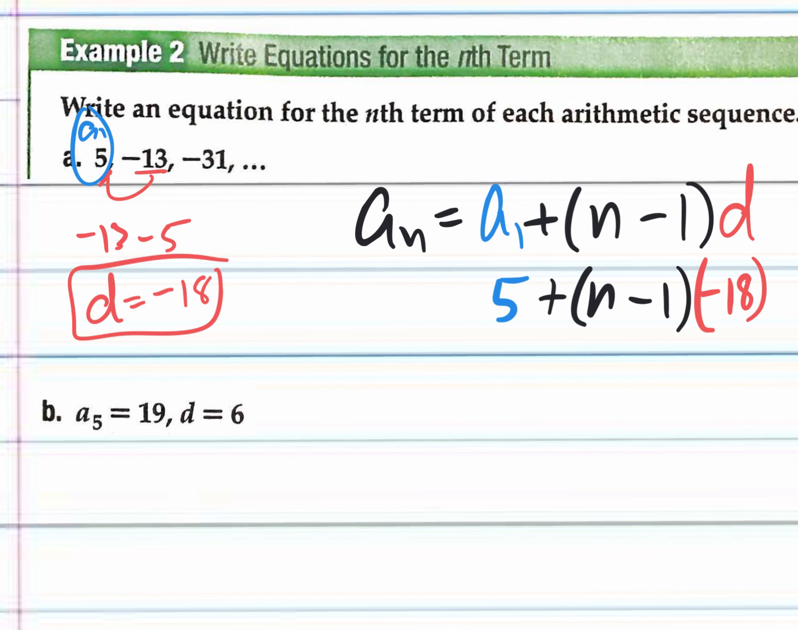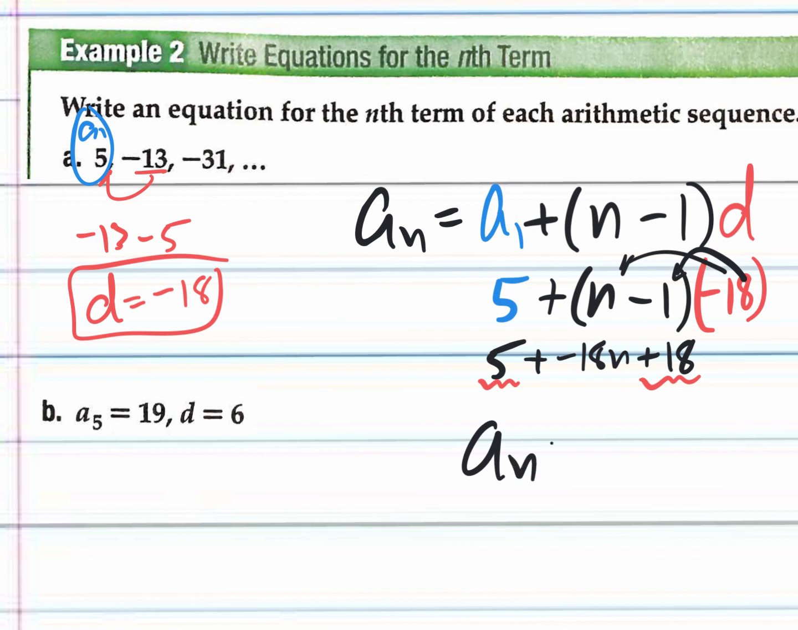So we're going to go -18 times n is -18n. We have -18 times -1, that's +18. Bring down the plus 5 that's in front. And out of those three terms, you could combine the +5 with the +18, giving you +23. So the a sub nth rule, a sub n equals -18n plus 23. Are you with me?